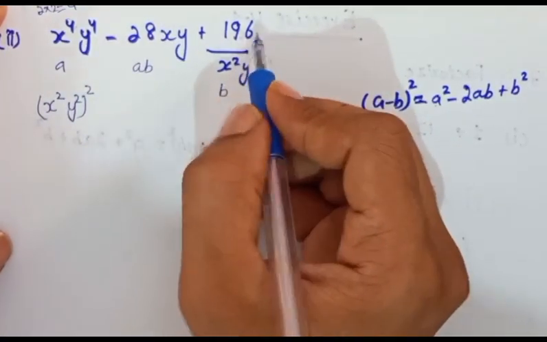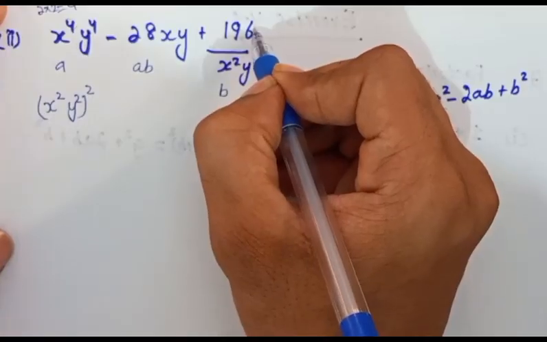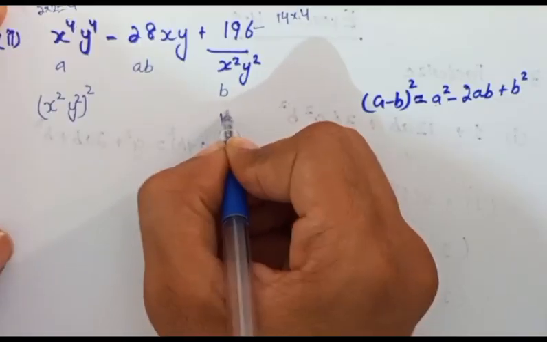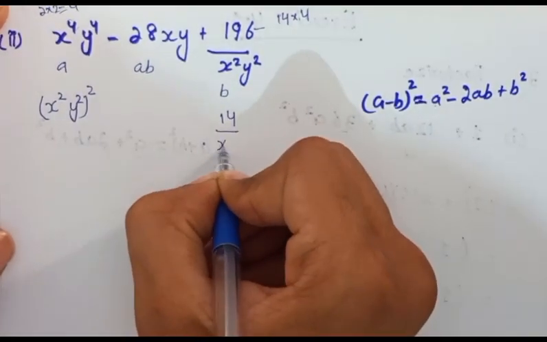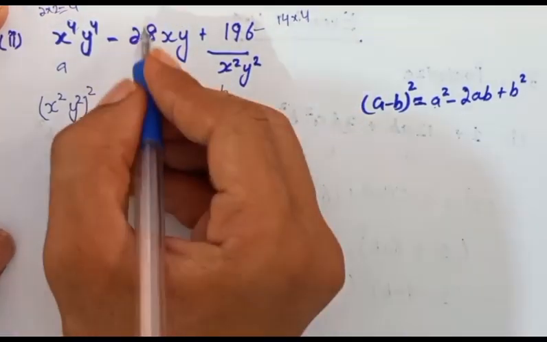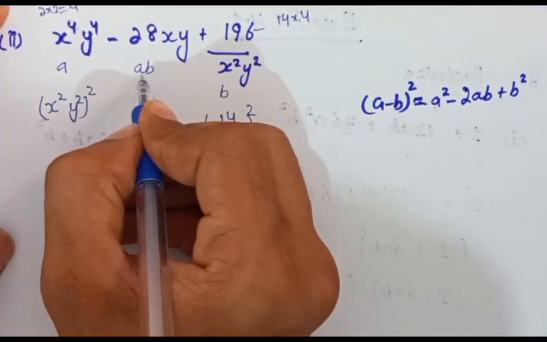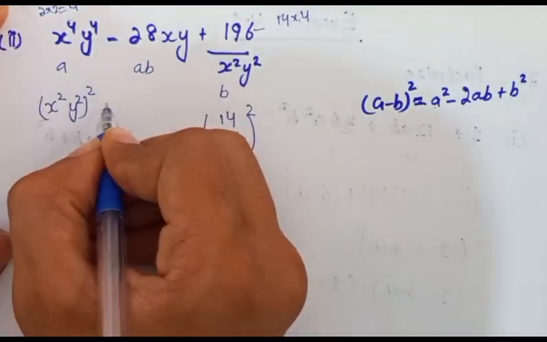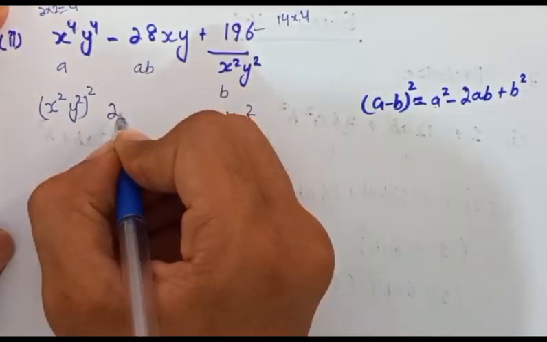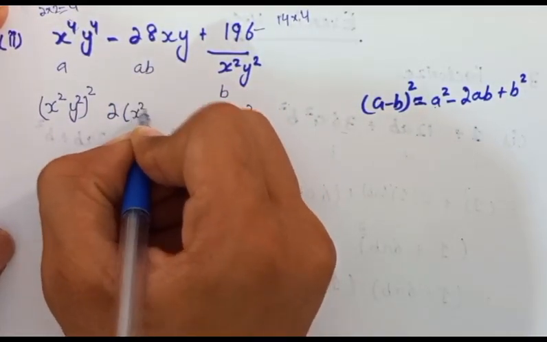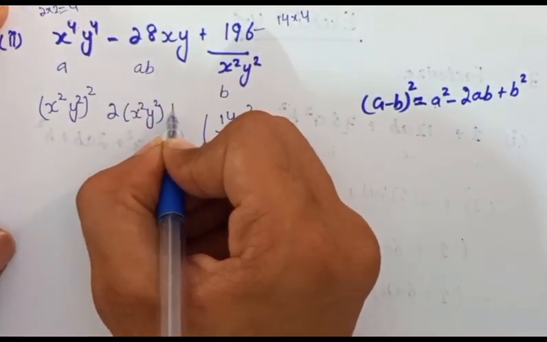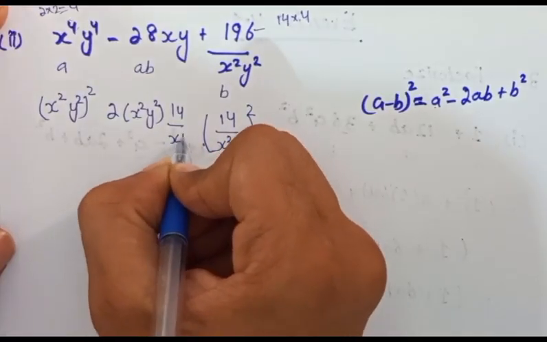So now the terms come for b. 196 is the perfect square of 14, 14 multiply 14. So I will write just 14 over x y, all square is there. So now 28 is there, which is 2ab. So I'll write 2, then a equals x square y square, and b equals 14 over xy.